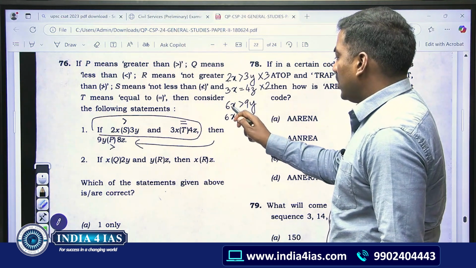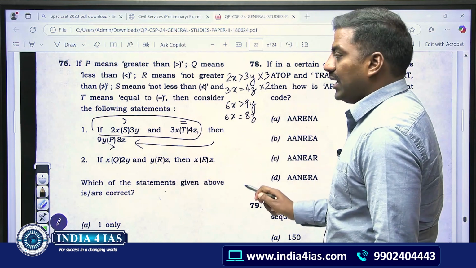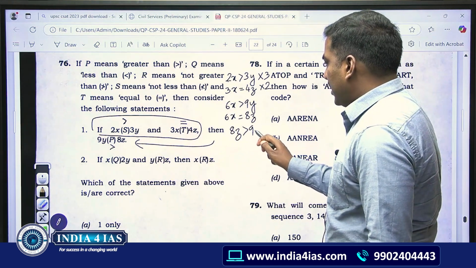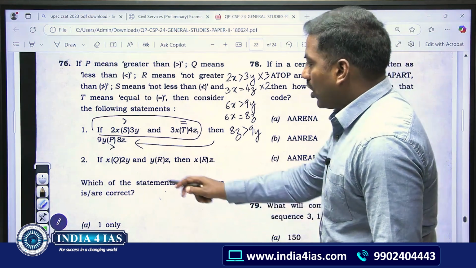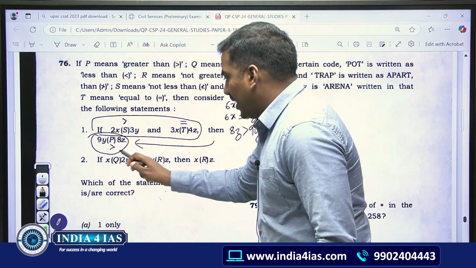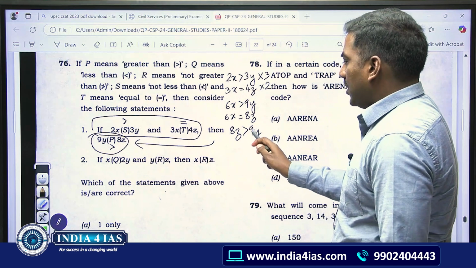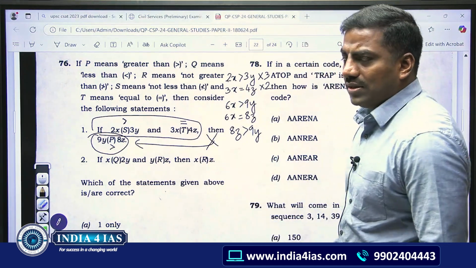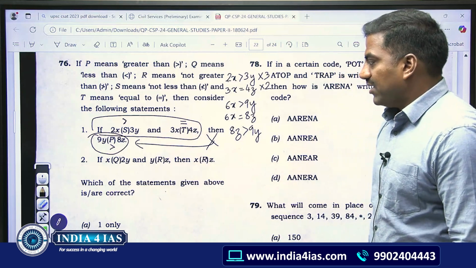So what we can do, in place of 6x, I can put 8z. So this is 8z is greater than 9y. But what we want to prove is 9y is greater than 8z. But here 8z is greater than 9y. So this is exactly the reverse of that one.